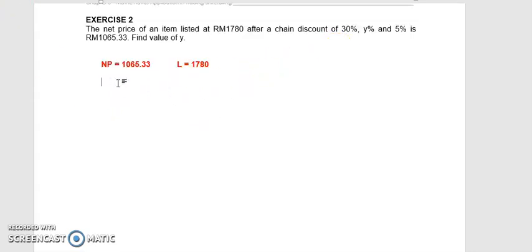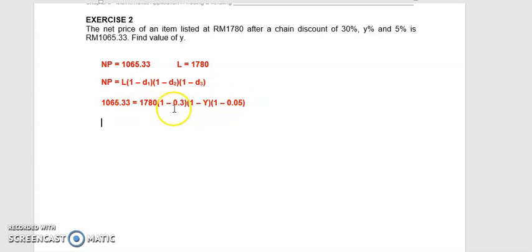Okay, so we know that net price equal to list price multiplied by 1 minus D1, multiplied by 1 minus D2, and multiplied by 1 minus D3, because now we have 3 discounts. Okay, substitute the value. So NP 1065.33 equal to list price 1780. So first discount 30%, 0.3, multiply 1 minus Y, so we do not know what is value Y, multiply 1 minus the discount 5%, 0.05.